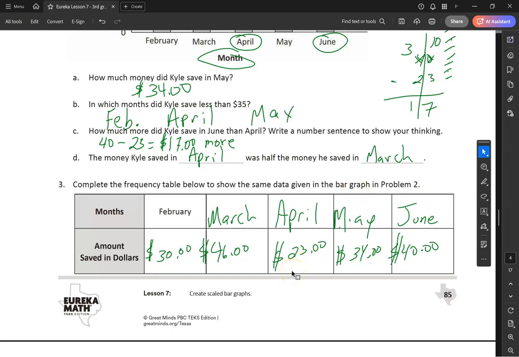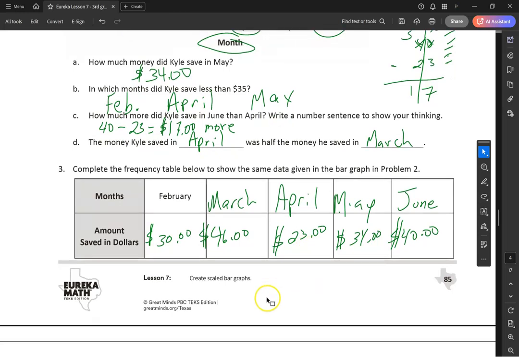Okay. Now remember, pause anytime you need, rewind whenever you need to get this done. Okay. All right, here we go.